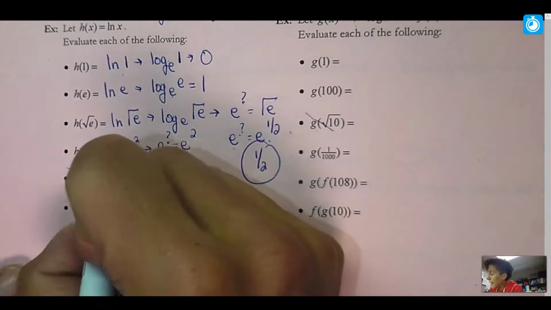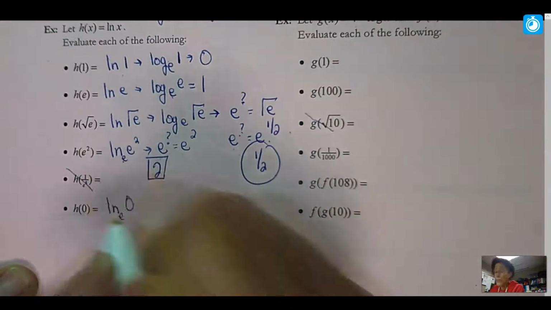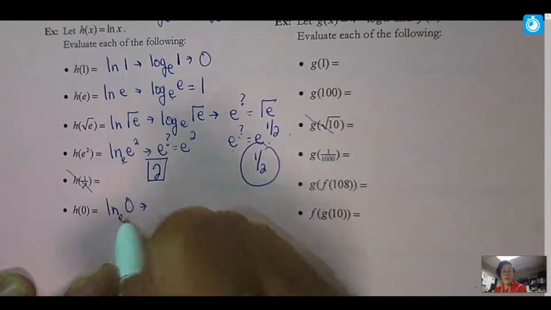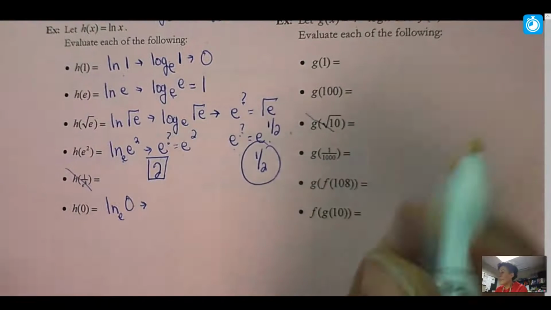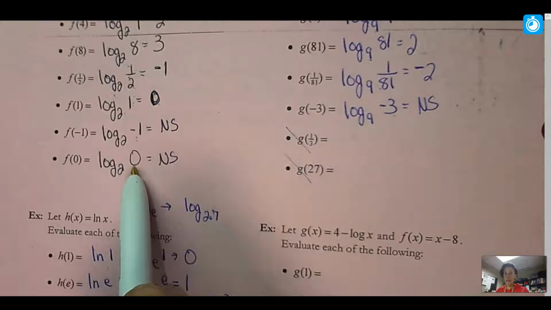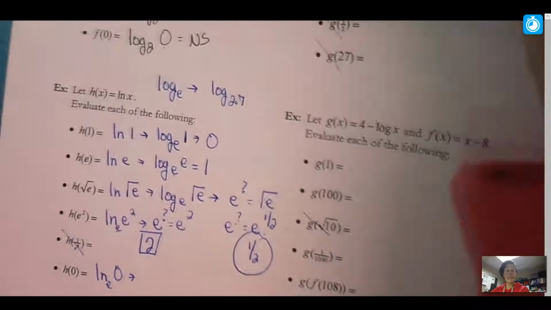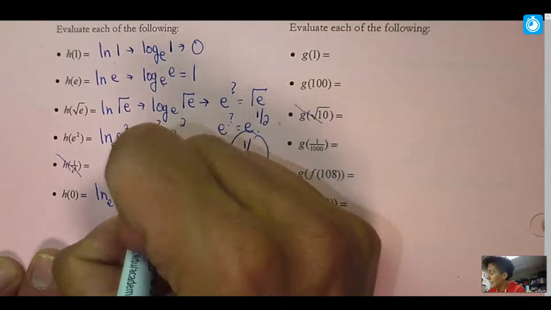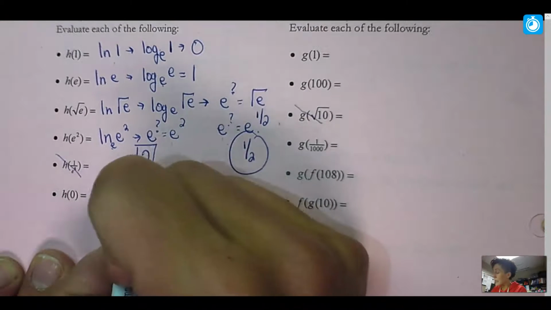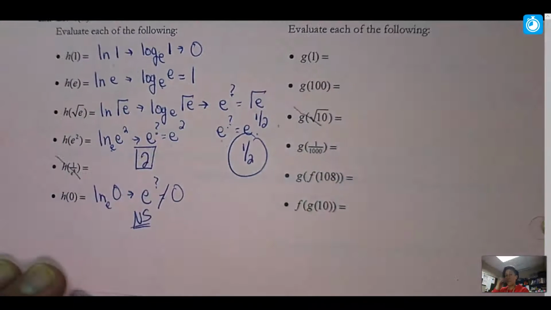And then the last one, ln of 0. Again, I'm just going to put the e there. And I'm asking myself, e to the what power makes 0? Well, again, that's like this one. You can never take something to a power and get 0. You can get a fraction and you can get a positive number, but you're never going to get 0. So again, this is saying e to the what power makes 0? Well, that's not possible. We're going to say just no solution.